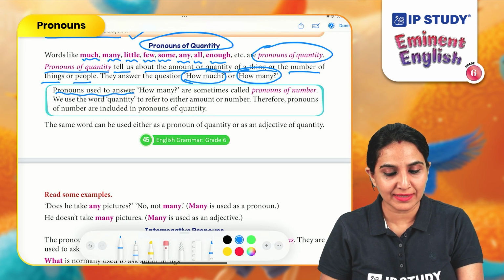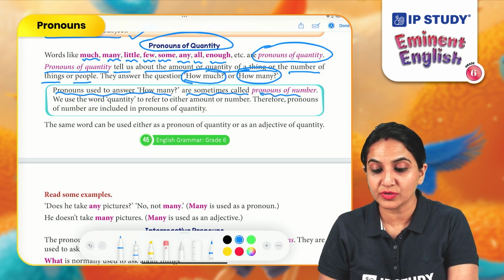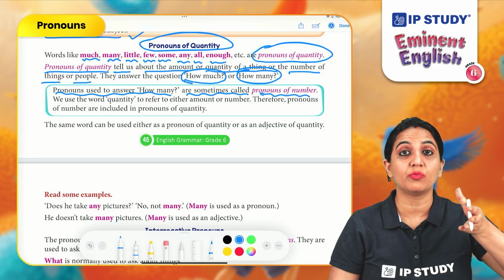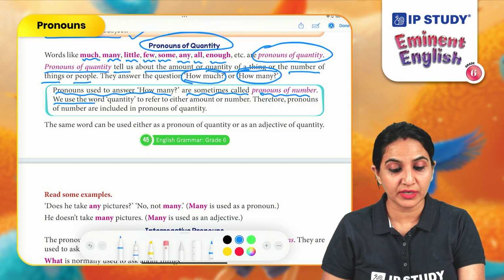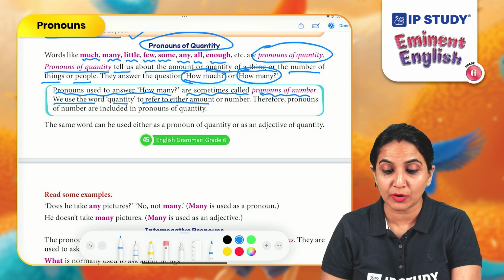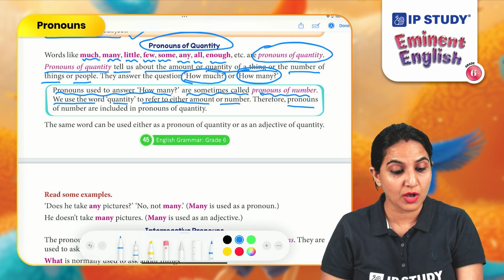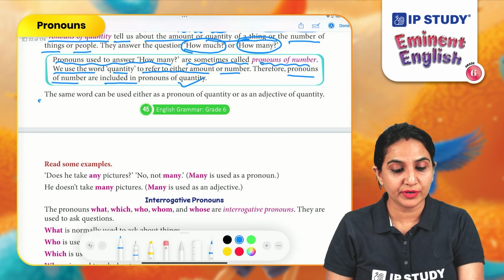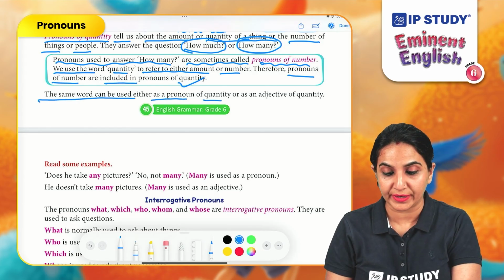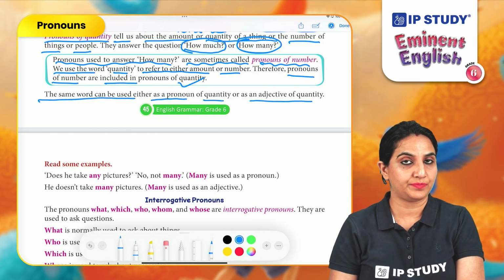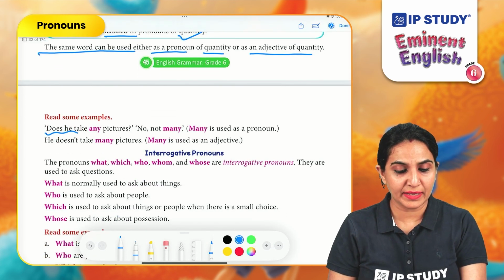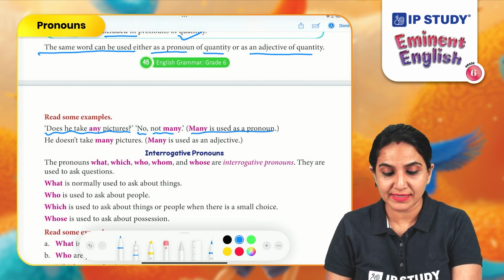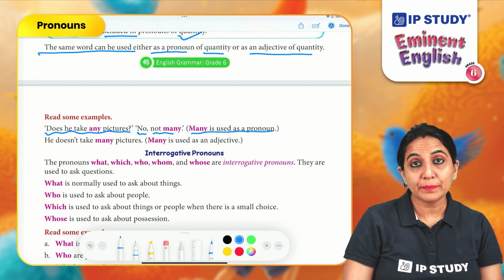Pronouns used to answer how many are sometimes called pronouns of number because you can give them the counting. They are also called countable nouns. We use the word quantity to refer to either amount or number. Therefore, pronouns of number are included in pronouns of quantity. The same word can be used either as a pronoun of quantity or as an adjective of quantity. Like, does he take any pictures? No, not many. Now, many is used as a pronoun. Does he take any pictures?